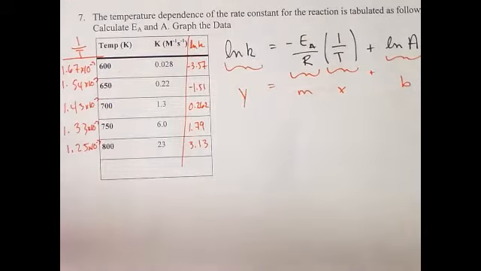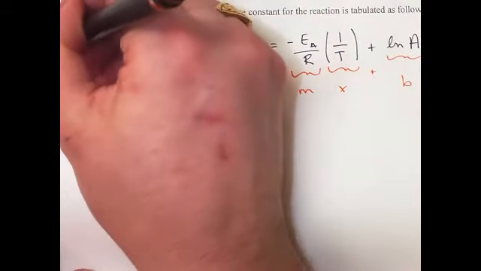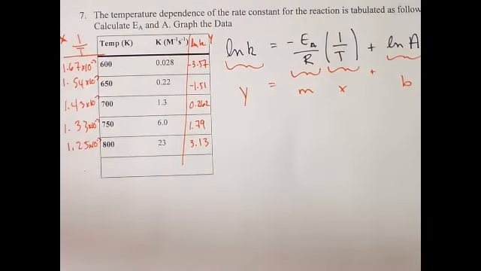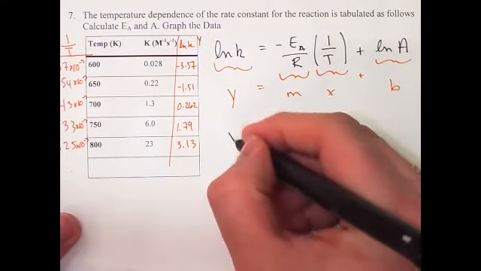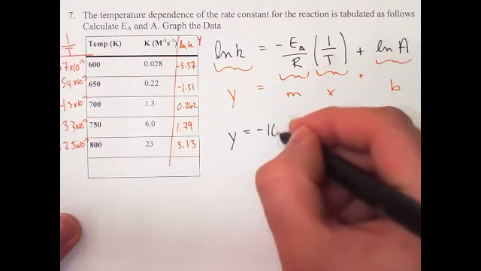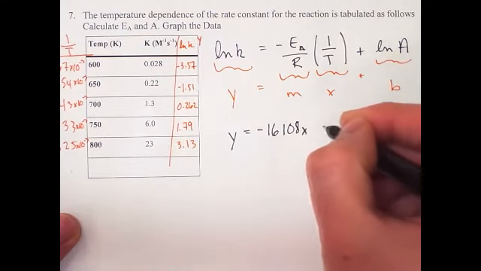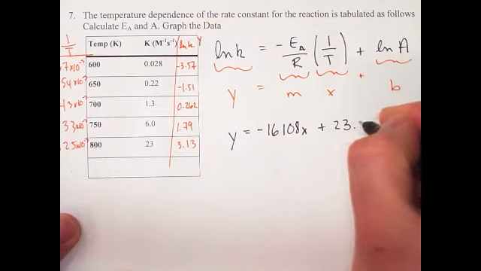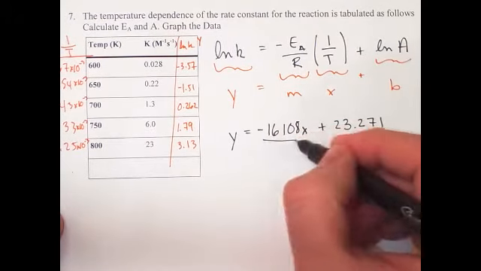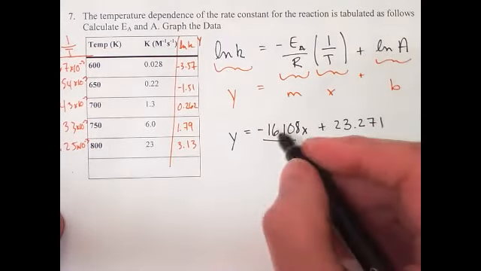So basically, if we plot this as our x, remember this is our x, and we plot this as our y, we will create an equation. Excel is great at doing this and doing it quickly. So when you use Excel or your calculator, you'll get an equation that says y equals negative 16,108x plus 23.271 as your intercept.